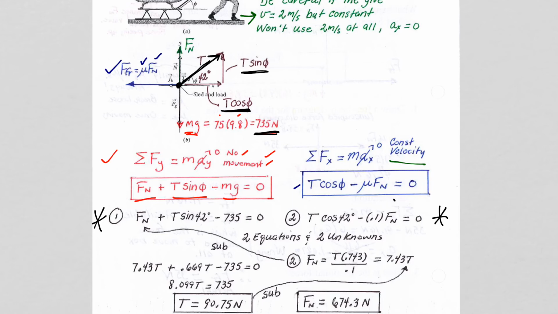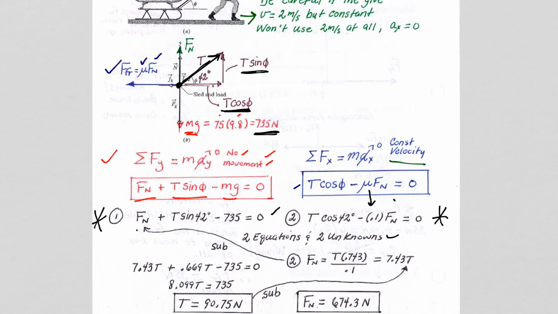Now try to really solve the problem with the numbers that are given in the problem. The other nice thing about doing it this way is we have some confidence that it is solved by counting equations and unknowns. So in the y direction, we have force normal plus T sine 42 minus 735 equals 0. And in the x direction, we get T cosine 42 minus 0.1, because we were given the coefficient of friction is 0.1, times the force normal equals 0. And really now we know the problem is solved. We have two equations and two unknowns.